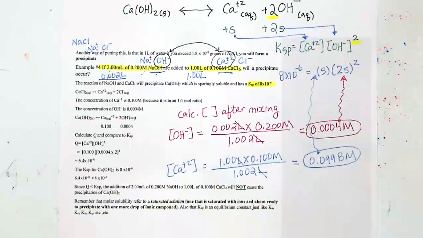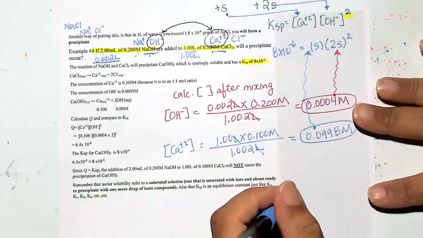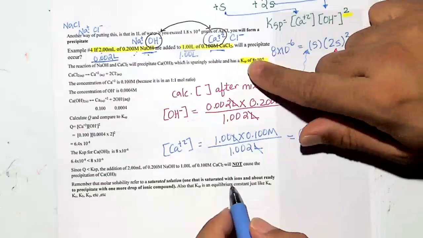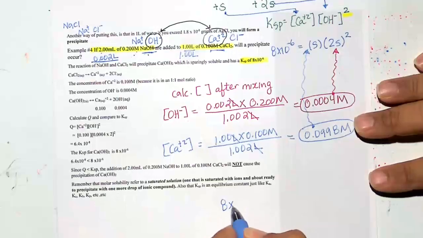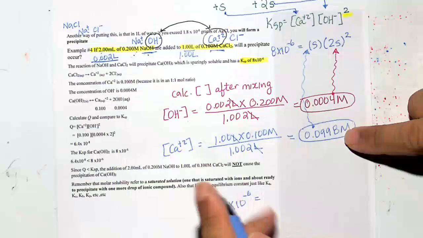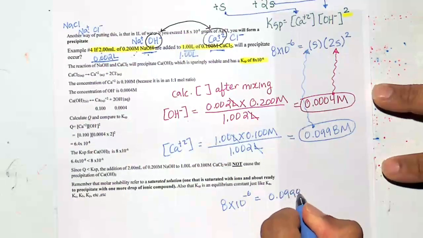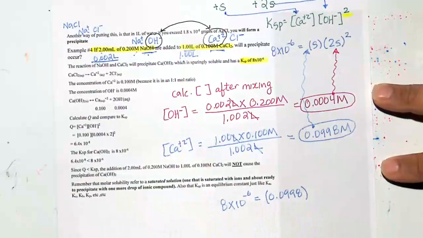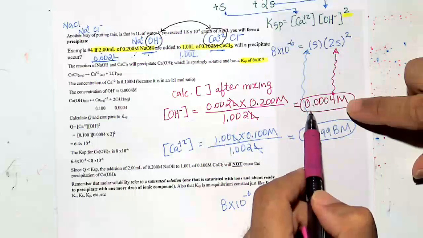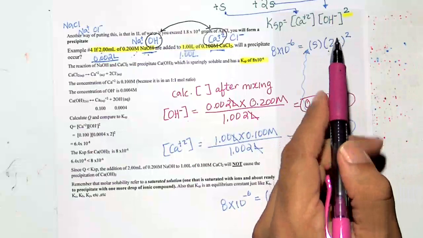Alright, so in this type of problem, we're asking, will it precipitate or not? So now we will plug those numbers in. We have 8 times 10 to the minus 6, which is the Ksp. I'll give you that on the exam. Equals the S in the calcium ion. When we mix these two, the final concentration will be 0.0998. And then after we mix these two, the final concentration of OH minus would be 0.0004. Let's plug that in here as our S times 2 and then square it.